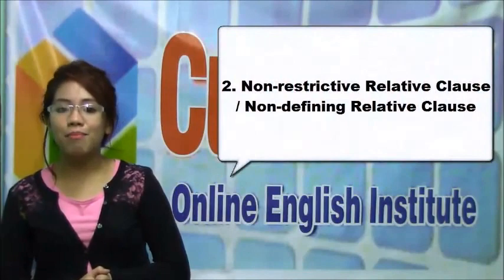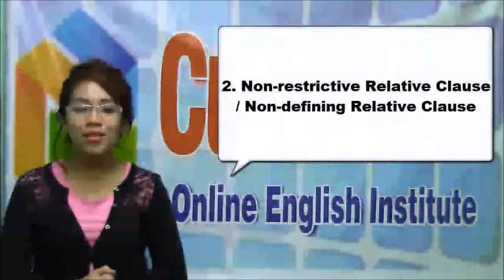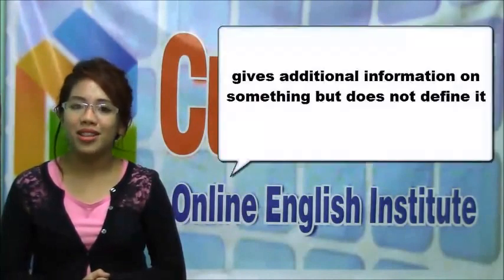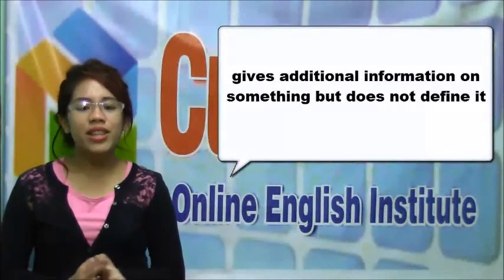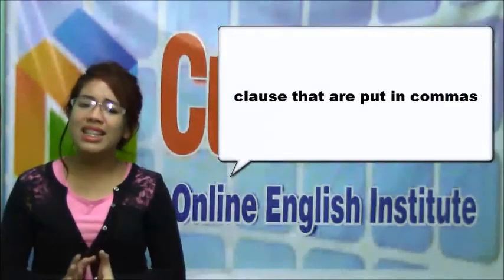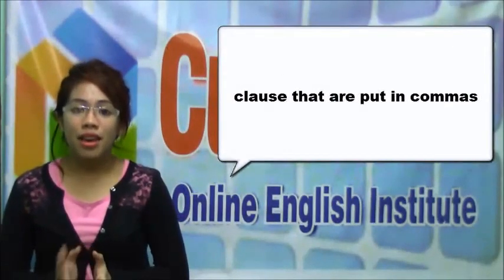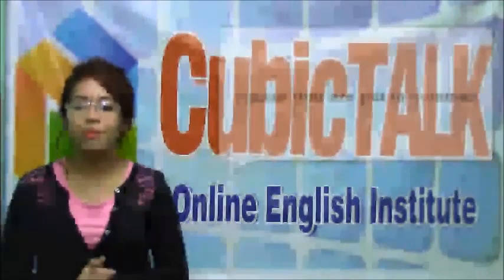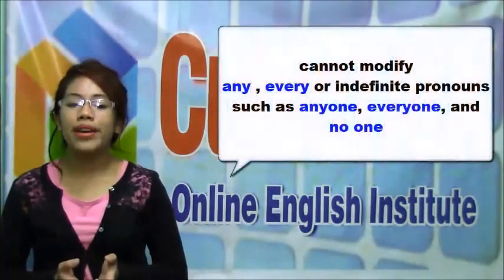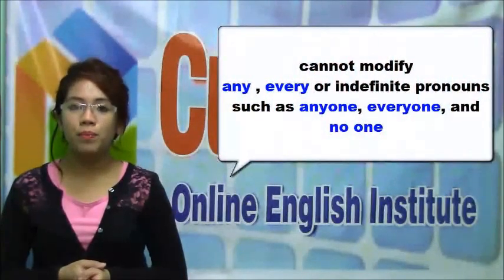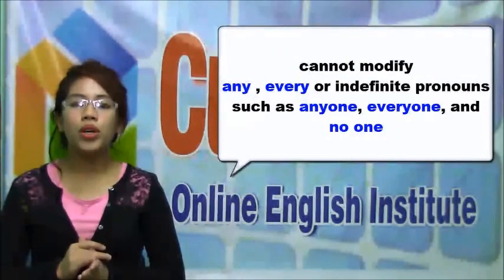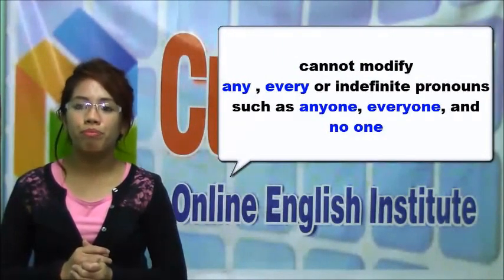Now, the second type of relative clause is non-restrictive clause or non-defining relative clause. It gives additional information on something but does not define it, and they are usually put in commas. Non-restrictive relative clause cannot modify any, every, or indefinite pronouns such as anyone, everyone, and no one.